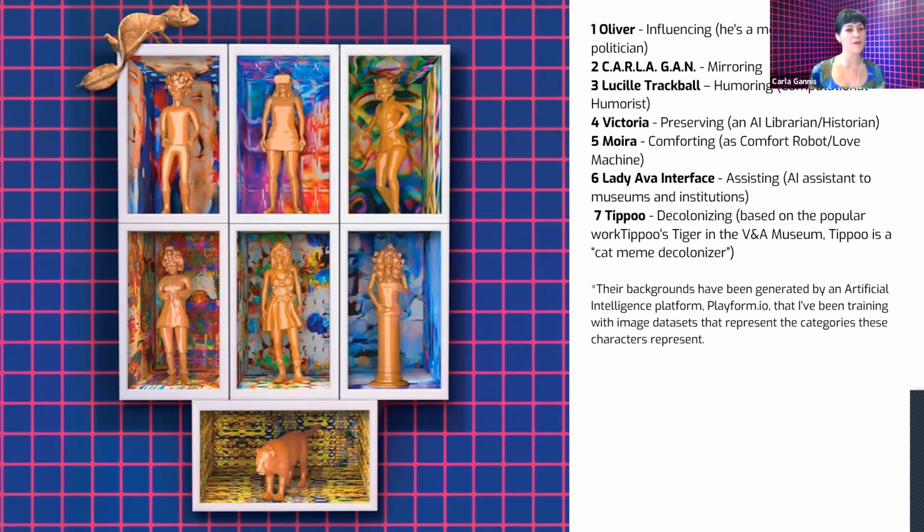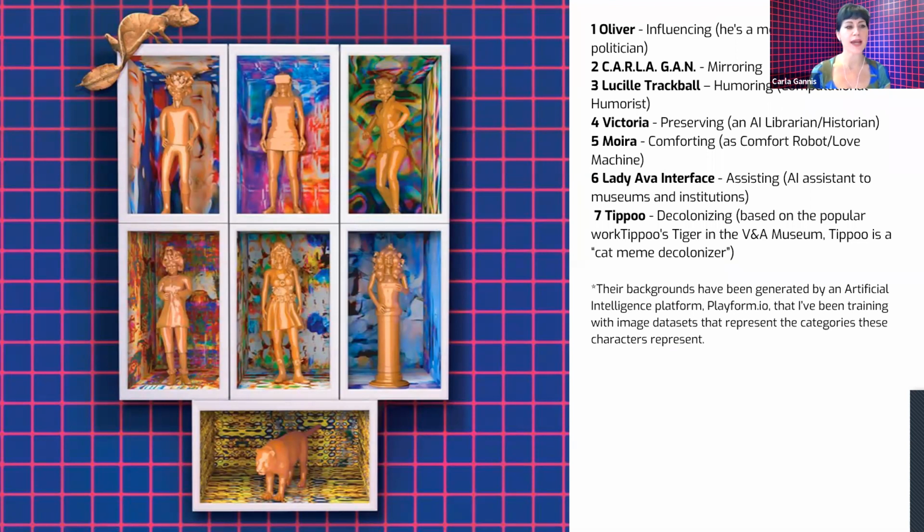So we have Oliver, he's an influencer, a media personality and politician. Carla Gannis, as you've heard many times, mirroring, the idea of mirroring. Lucille Trackball, who is about humoring, computational humorist. Victoria, who is an AI librarian and historian, she's preserving. Mora, a comfort robot and love machine.